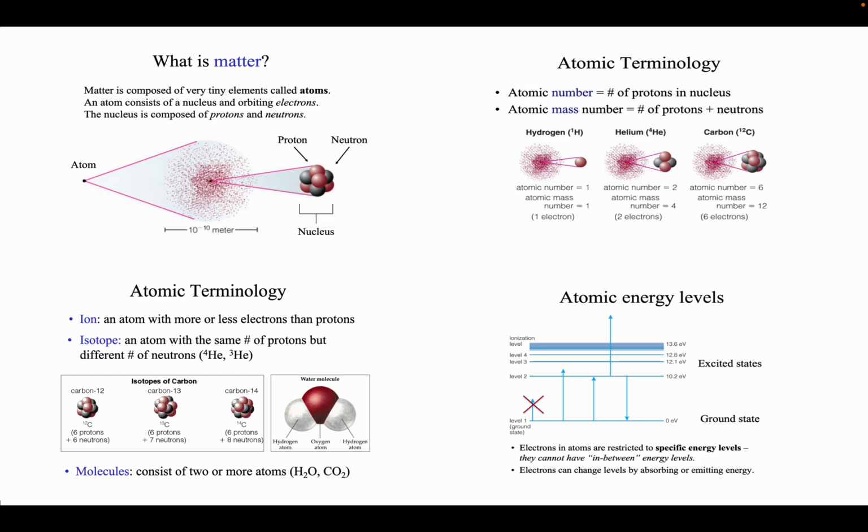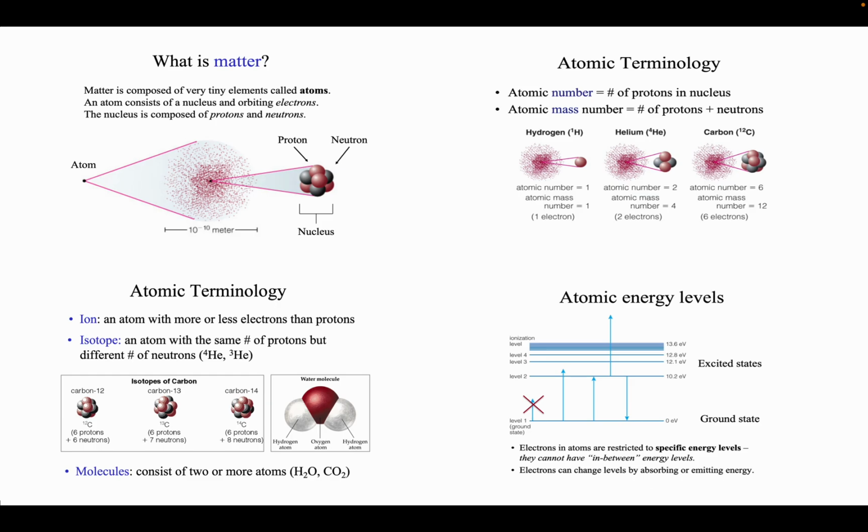An atom is always denoted by the atomic number and the mass number. Atomic number is the number of protons in the nucleus, and the atomic mass number is the number of protons plus neutrons. Atomic terminology: under the atom, there are ion, isotope and molecule. Three types of terminology come under atom. An ion is an atom with more or fewer electrons than protons.